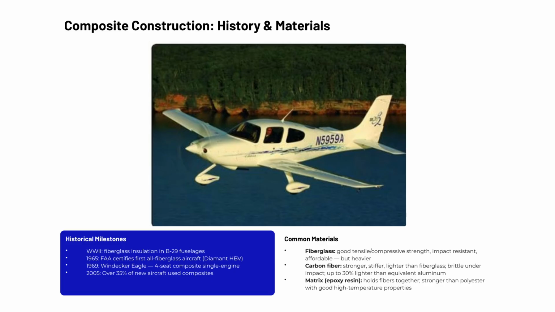By 1965, the FAA had certified the first all-fiberglass aircraft, the Diamond HBV, and just 4 years later, the Windecker Eagle demonstrated that a 4-seat, single-engine aircraft could be built almost entirely from composite materials. Fast forward to 2005, and more than 35% of new aircraft incorporated composites in some form.